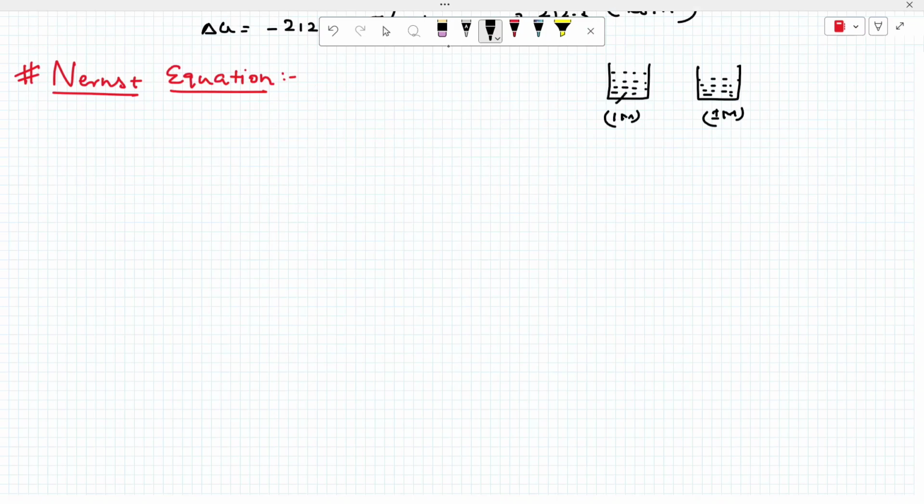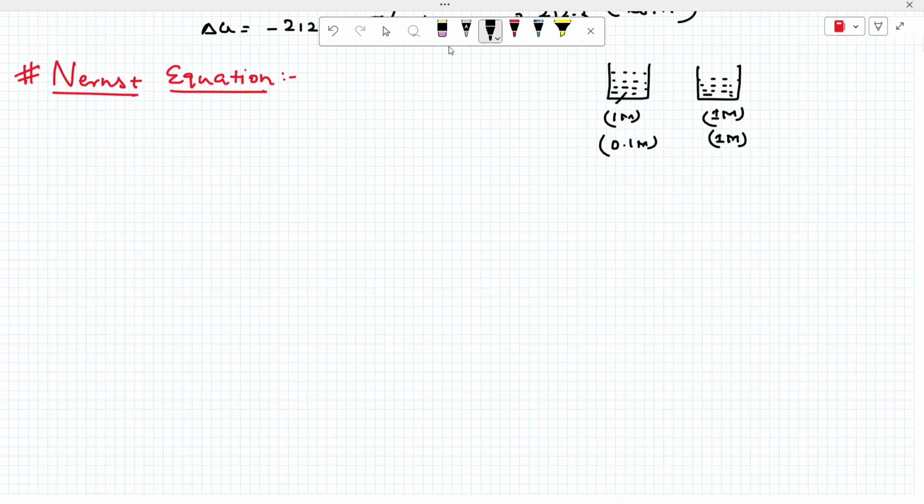Suppose this concentration is not equal. For example, this cell is 0.1 molar and this is 1 molar. When the concentrations are different, the activity is different, and the cell potential can increase or decrease. What it means is that the cell potential value can be affected by the activity of chemical species.